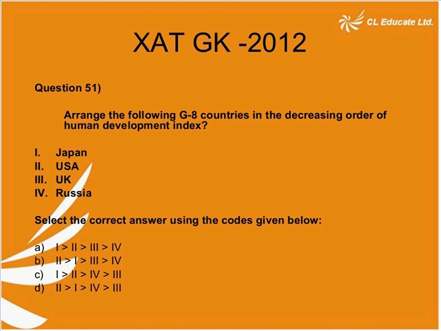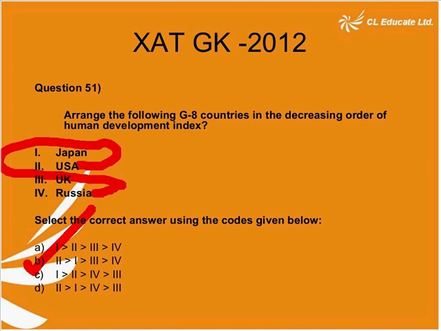The correct answer is B: the US, then Japan, then UK, then Russia. Now my point is that in HDI you can easily guess that Russia should be the least. These countries are far ahead in terms of human development than Russia. So Russia has to be the fourth, which of course cancels out options C and D.